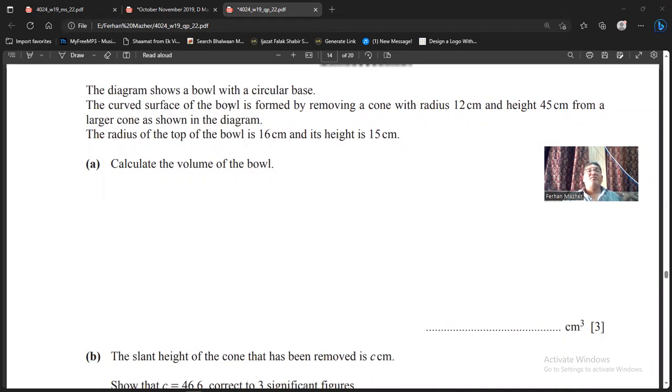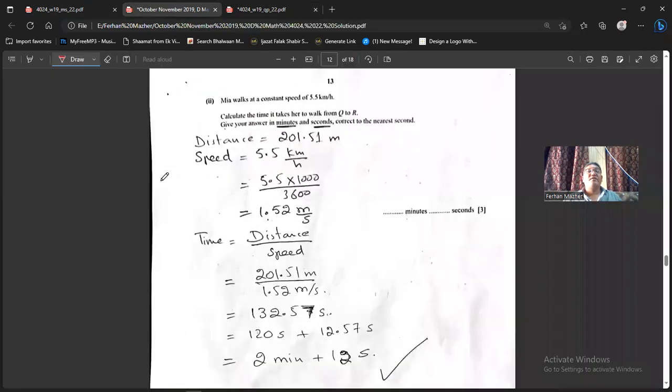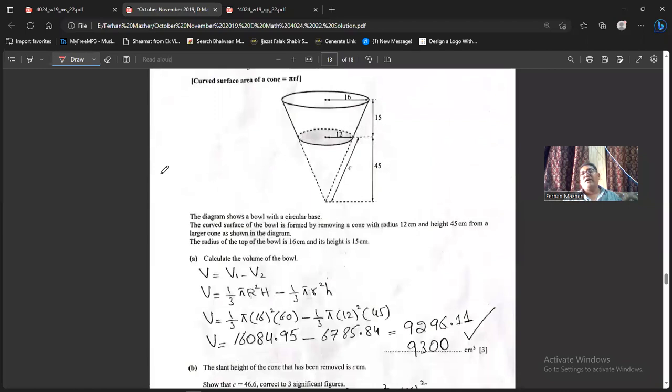He says the diagram shows a bowl with a circular base. The curved surface of the bowl is found by removing a cone with radius 12 centimeter and height 45 centimeter from a larger cone as shown in the diagram. The radius of the top of the bowl is 16 centimeter and the height is 60 centimeter. Calculate the volume of the bowl. So very simple. Find the volume of the big cone, find the volume of the small cone, and from the big cone subtract the small cone. The remaining will be the volume of the bowl.